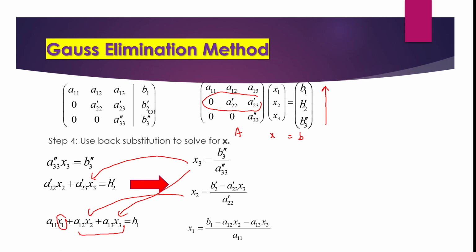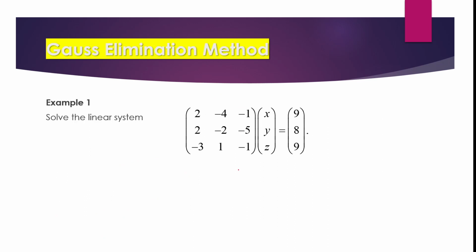We got someone just joining here. Okay, we are going to solve this example one. This is Ax equal to b, using the Gauss elimination method.